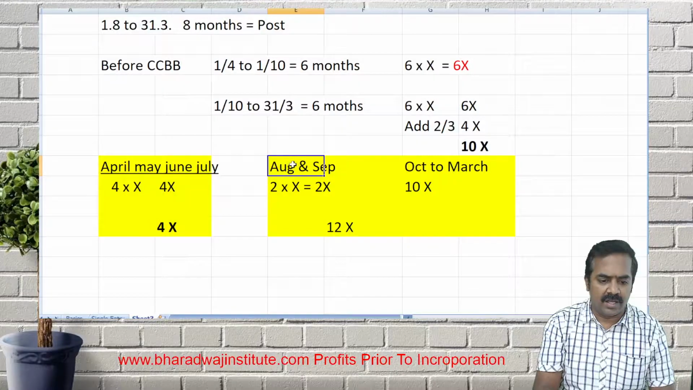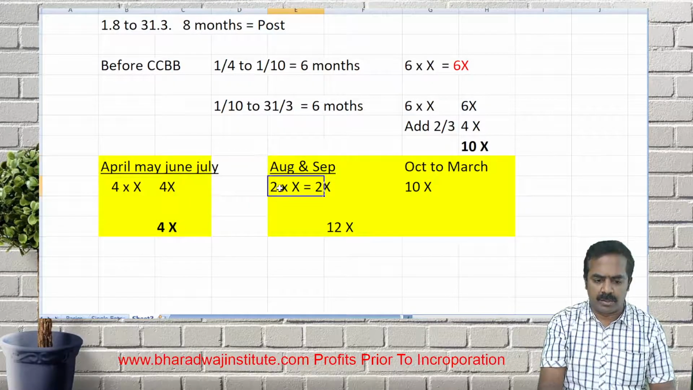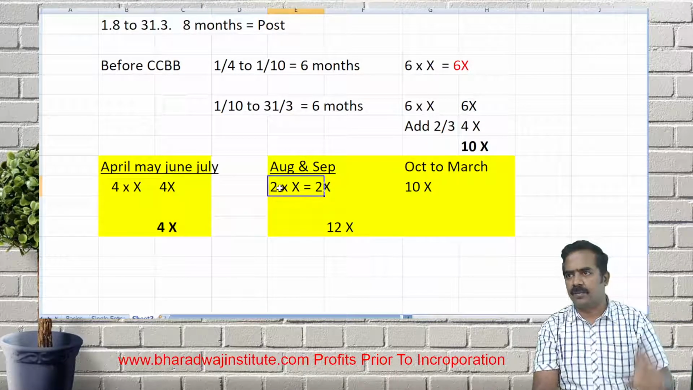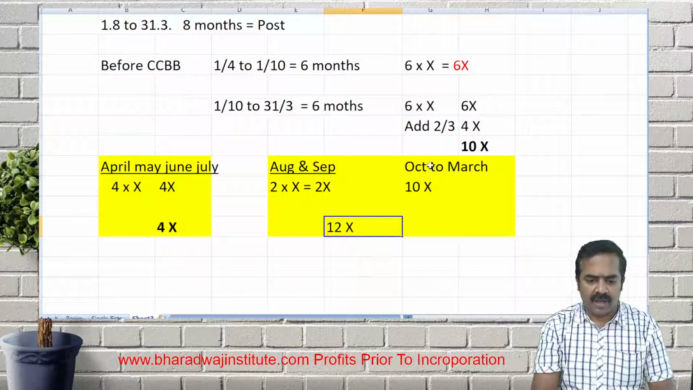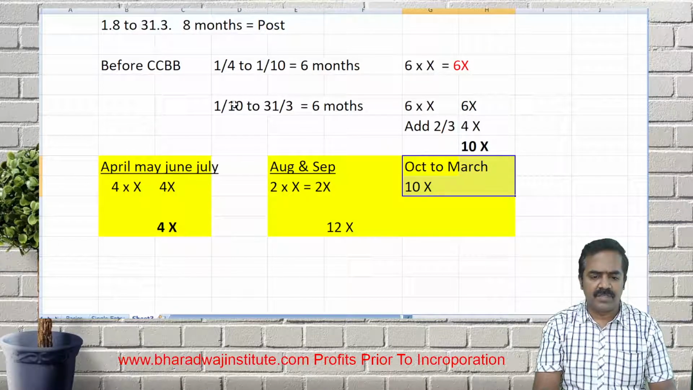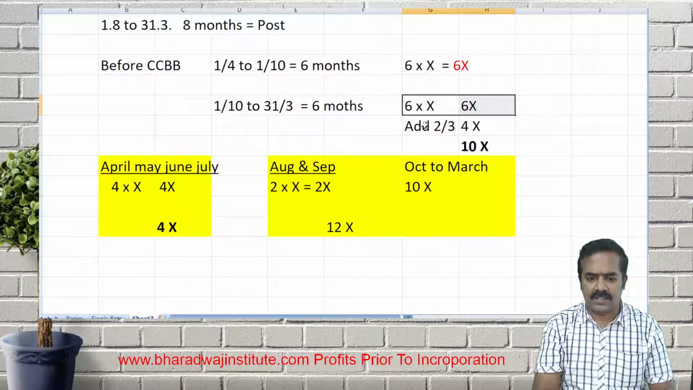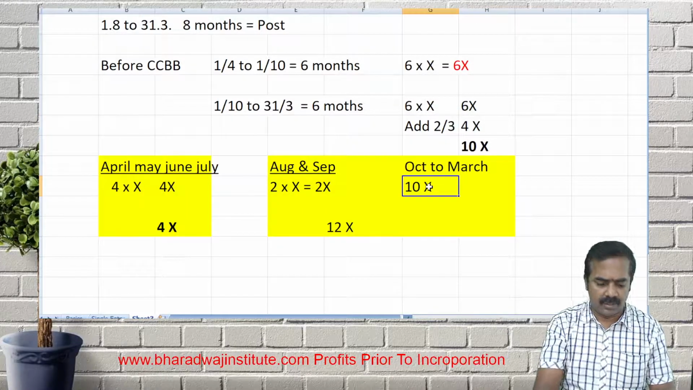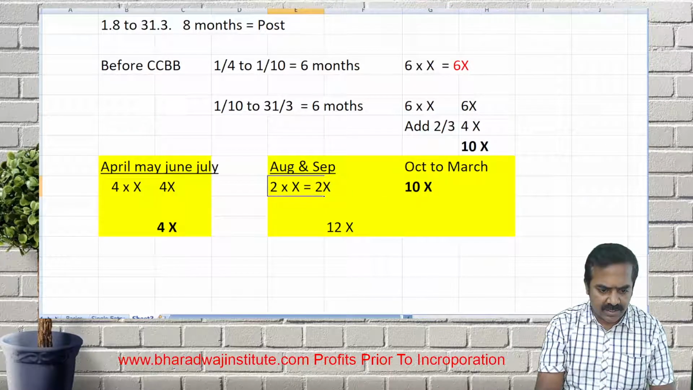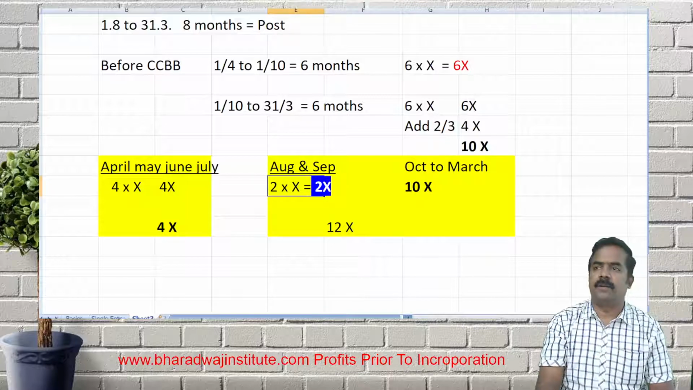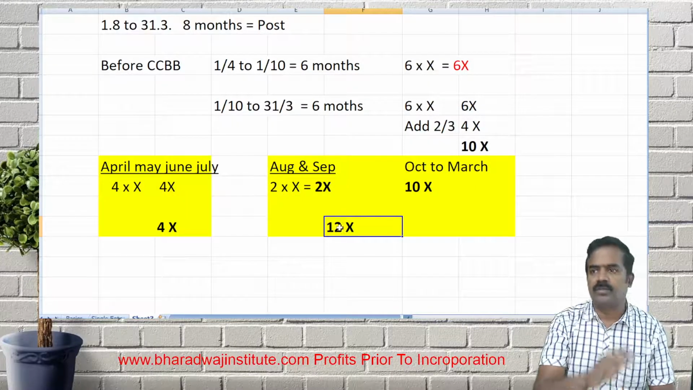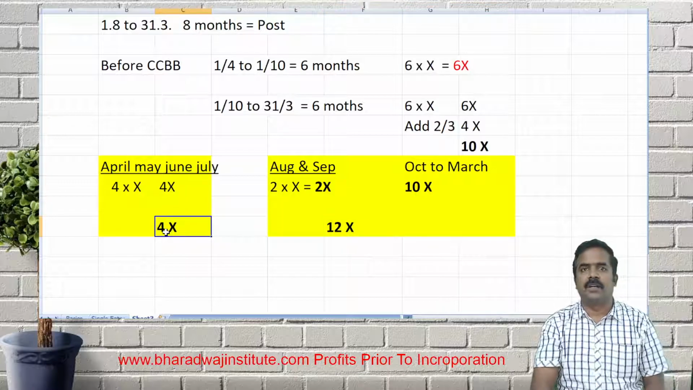4x. August and September also sales is what? x, அந்த மாதிரி 2x ஆயிடும். Okay. October to March, they tell that sales increases by what? 2/3. So 6 into x, 6x plus 2/3 of that will be what? 4x, total ஆகும் 10x ஆகும். So 10x, this August and September also falls in which period? Post incorporation period. Total ஆகும் 12x ஆகும். So pre incorporation period how many months?